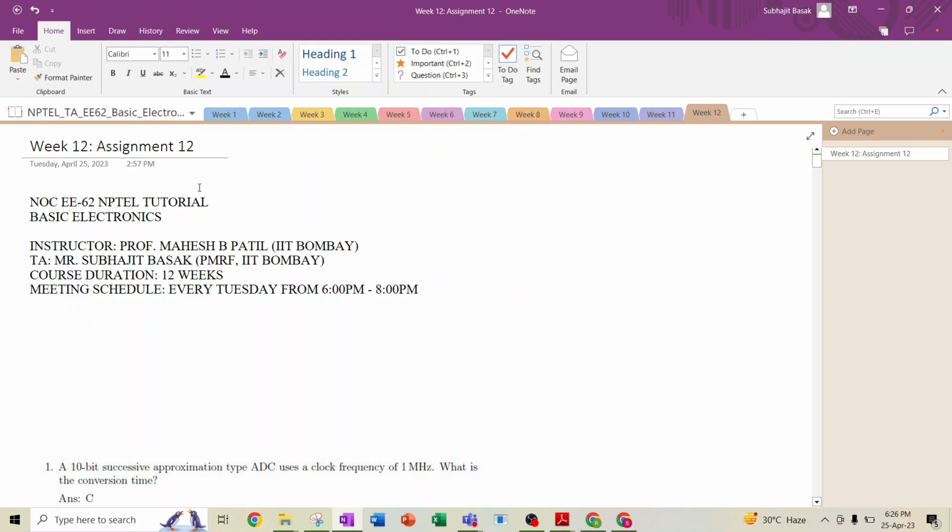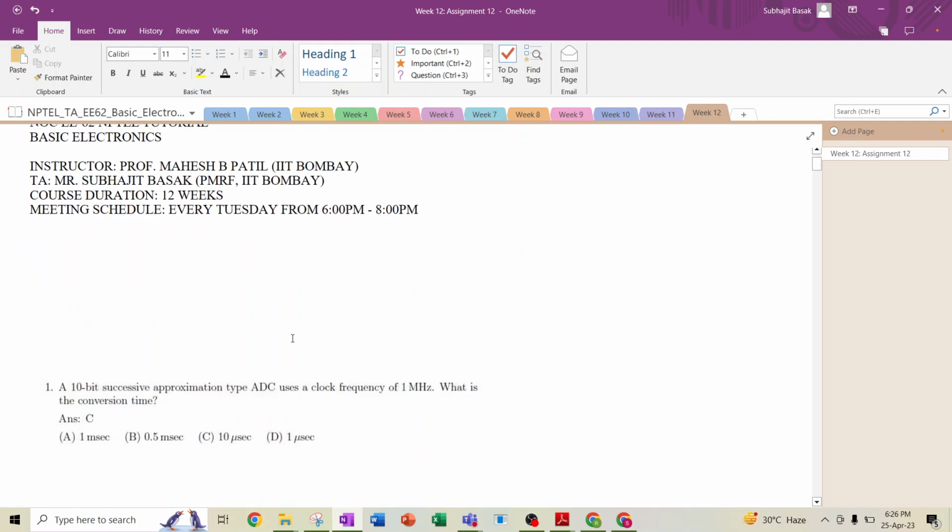So today is the last tutorial class. This is week 12, assignment 12 of the NOC-EE62 NPTEL tutorial class, which is Basic Electronics. The course instructor is Professor Mahesh B. Patil and myself, Mr. Subhajit Basak. I am a PMRF fellow from IIT Bombay. As you all know, the course duration is 12 weeks, and today it's week 12, the last week, the last tutorial class. And like every Tuesday, today also we are starting from 6 to 8.